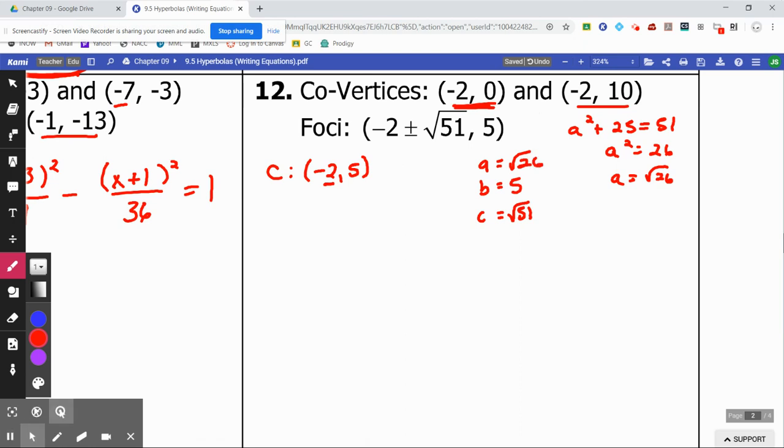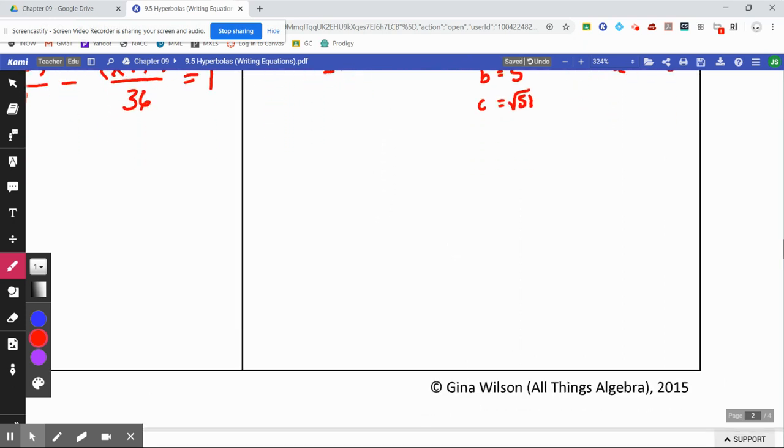So next up, let's figure out, is this going to be horizontal or is it going to be vertical? Again, do not look at your covertices. Your covertices are located on the conjugate axis, not the transverse. Your foci are located on that transverse axis. So we took our x value and we went to the right and we went to the left to find our foci. So therefore, this would be a horizontal, since right and left would be horizontal.